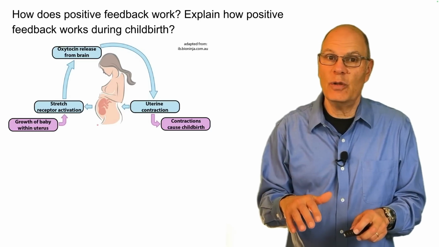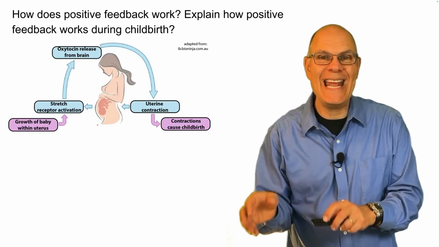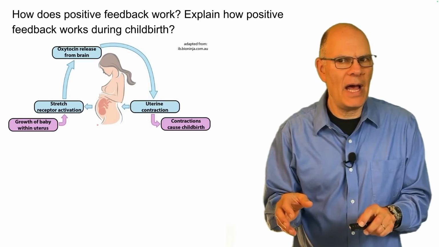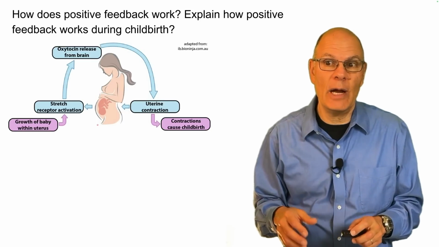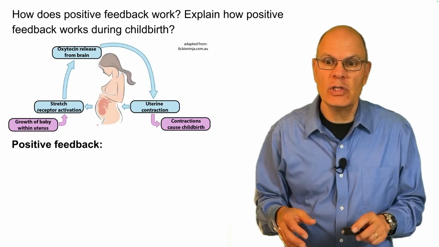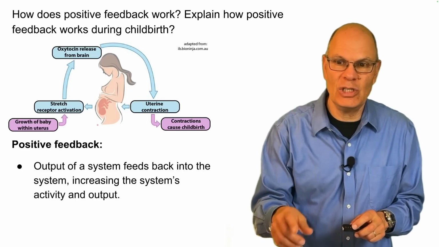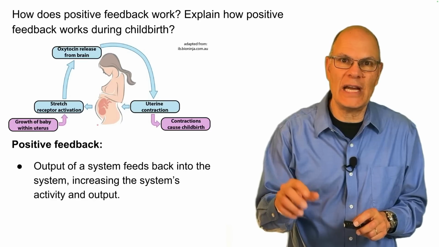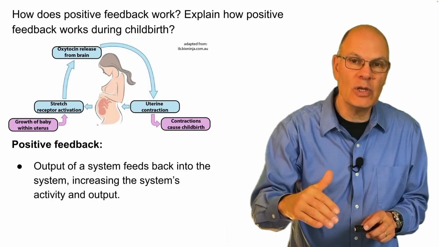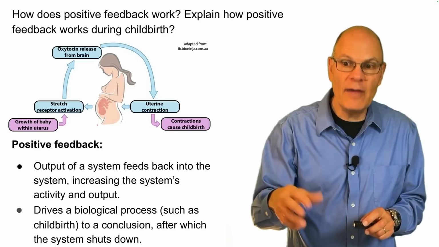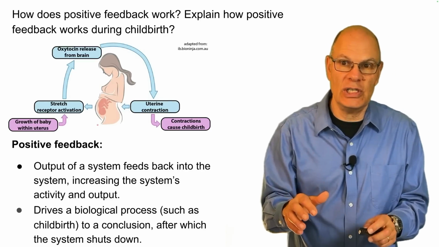All of the biological feedback loops that we've talked about so far relating to blood sugar have involved negative feedback loops. What about positive feedback loops? How does positive feedback work? Explain how positive feedback works during childbirth. So in positive feedback, the output of a system feeds back into the system, increasing the system's activity and output. It doesn't involve quieting that leads to homeostasis. It involves acceleration. It drives a biological process such as childbirth to a conclusion, after which the system shuts down.